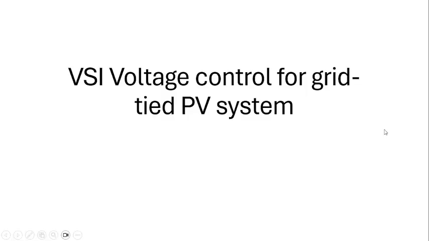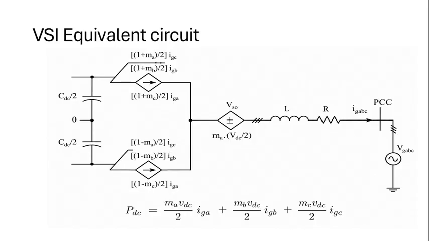Today we'll see voltage source control for a grid-tied PV system. In the last video, we already saw the current side control, current control for grid-tied system. Here this is the equivalent circuit that we discussed in the last video.